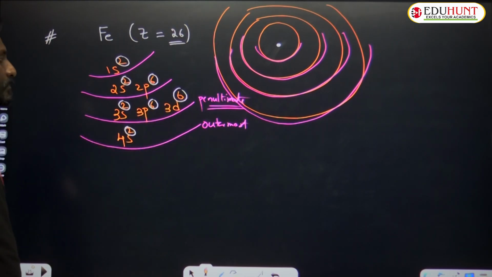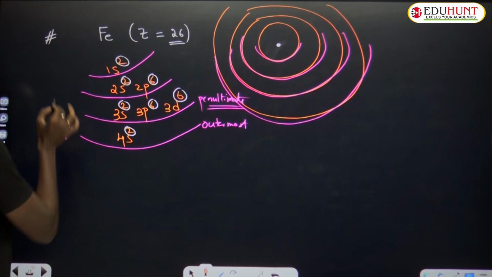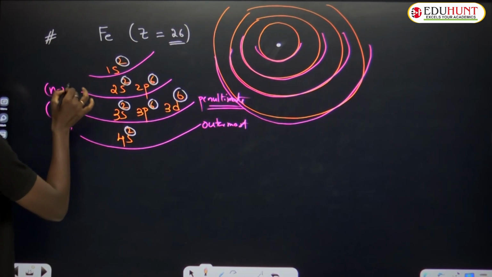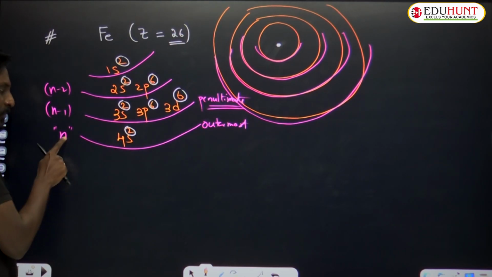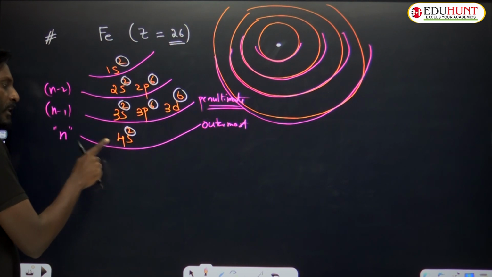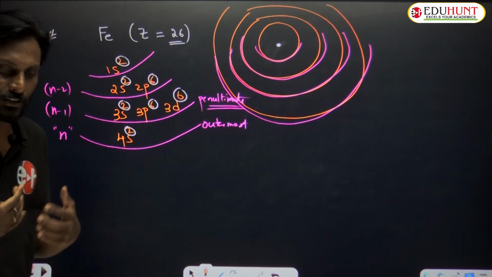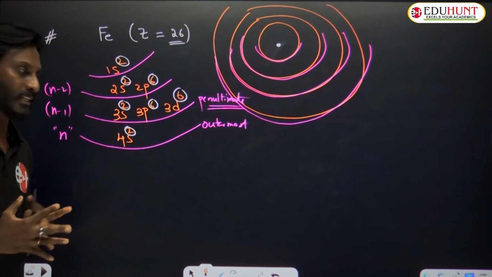Outermost, penultimate. See, if the outermost shell number is n, then this will be the n minus 1 shell. This is the n minus 2 shell. Like that you call. Here the shell number is 4. If the outermost is 4, then the shell behind will be 4 minus 1, 3. This is the way of expressing the electronic arrangement in an atom.